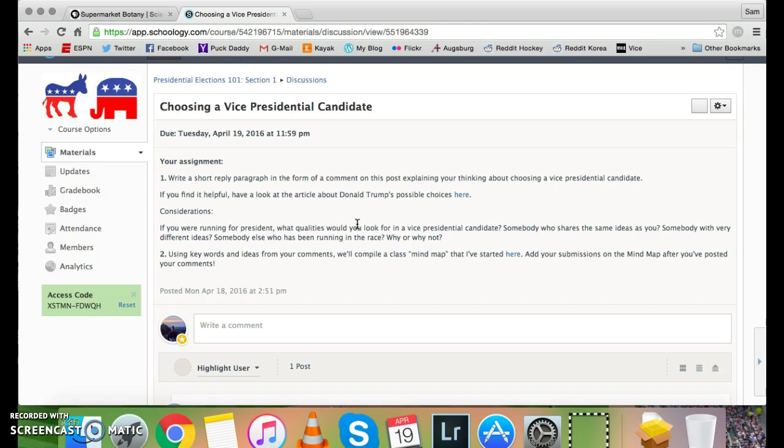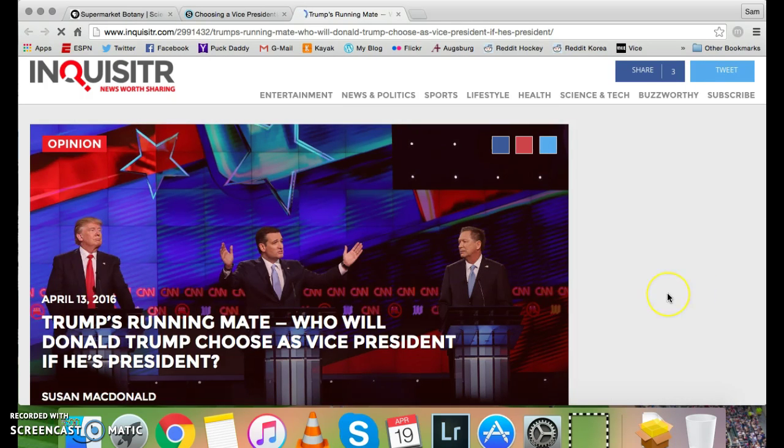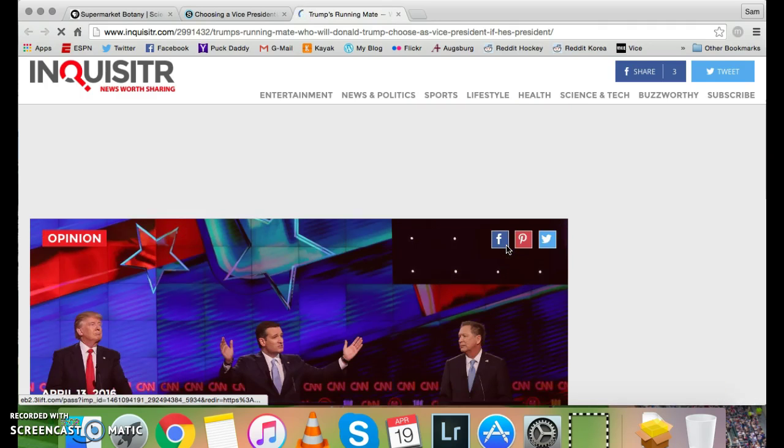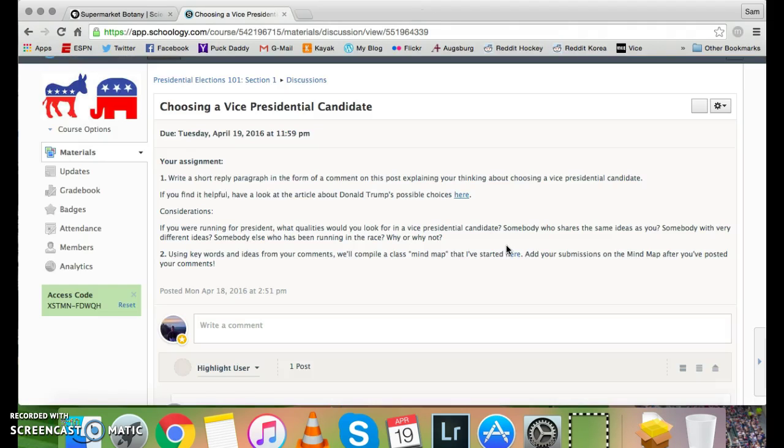So I said that yeah, they could add to the mind map, or I could sort of do that. I would figure that out at a later time. And also, I gave them an article to look at just to get them thinking about this. It's an article that sort of tries to predict if Trump is the nominee, who his running mate would be, and the plus minuses of choosing certain people or not choosing certain people.